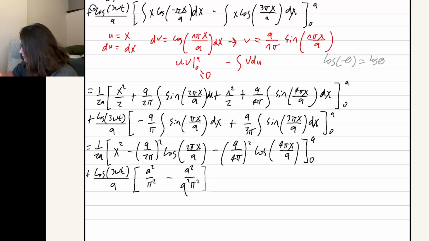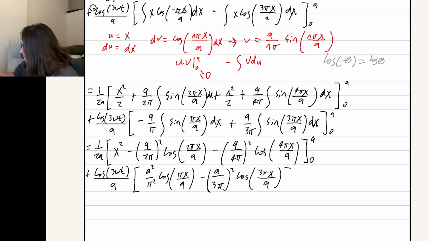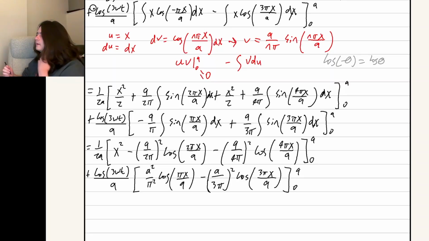But then both of these are multiplied by cosine functions actually. So cosine pi x over a, minus a over 3 pi squared times, nope, cosine, cosine of 3 pi x over a. We're getting there. Now we can evaluate at the endpoints.